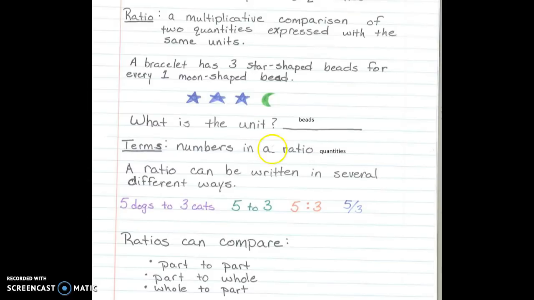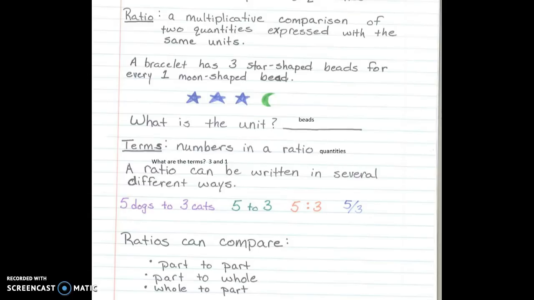Alright, so what are the terms in our example? Well, if the terms are numbers, then in our example, our terms are 3 and 1. Now, we have not yet written a ratio. We have just defined what will represent our ratio. So we have 3, 1, and beads. So let's figure out how we can write a ratio.